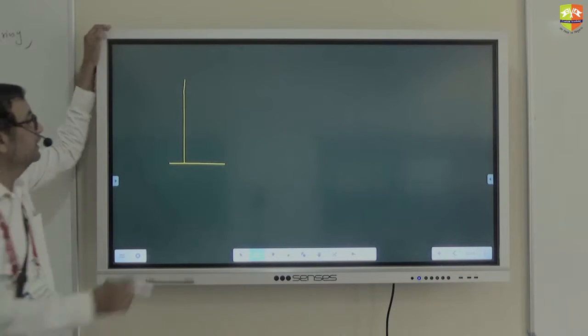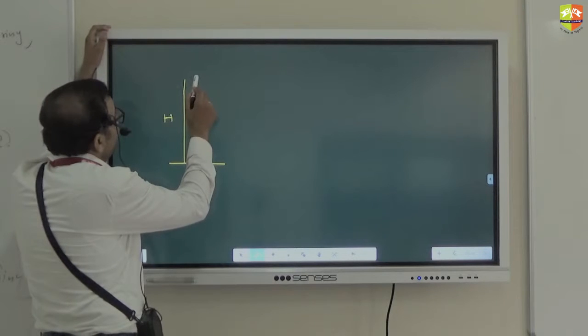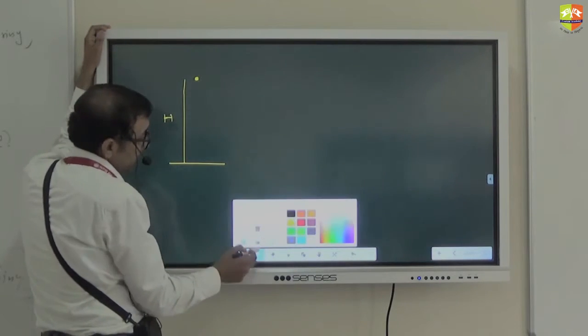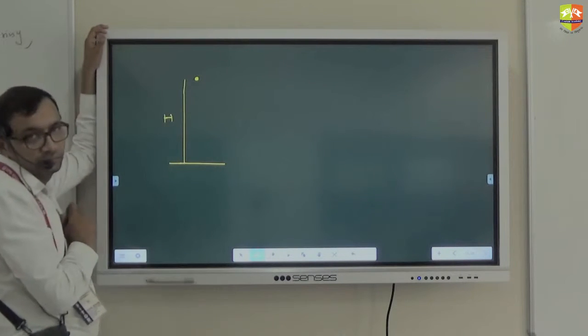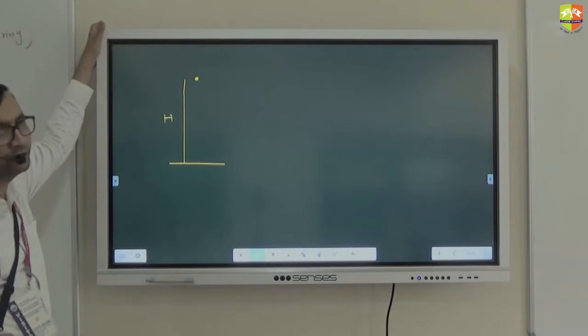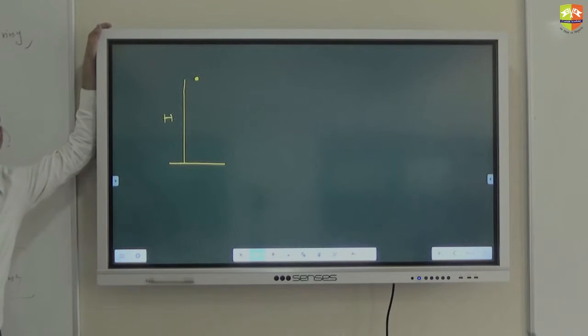Let's say there is a tower of height h. You are releasing an object from here, and you need to find out the time it will take to reach the ground. How much time will it take to reach the ground? You will assume that g is given to you. I will not tell you that g is 9.8 all the time.